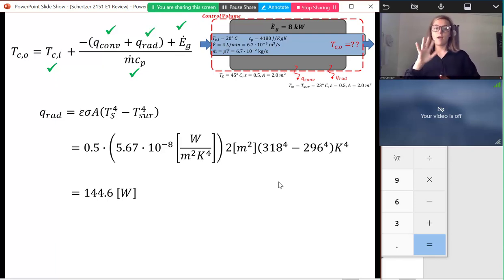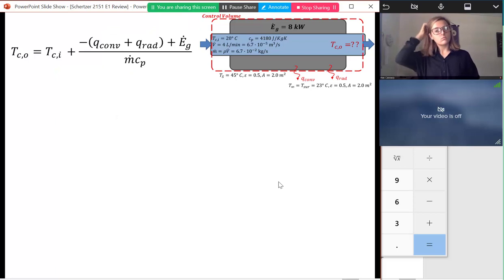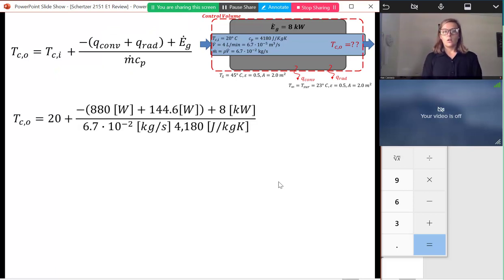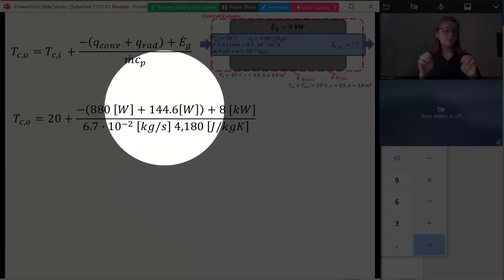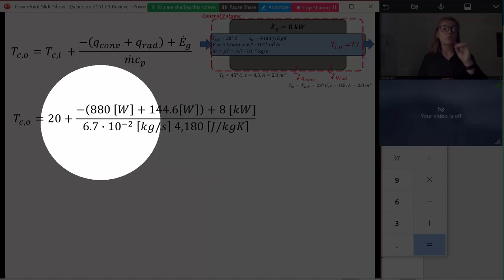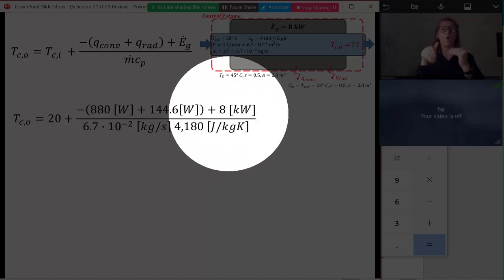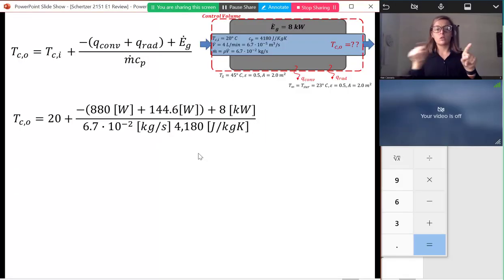So that's good. Now I know everything in my equation, so I can write this out here. I know that I come in at 20 degrees inlet. I can add up these loss terms, and the sum of these things is still negative, but it's less than 8 kilowatts, right? And I know m dot times Cp is down there.